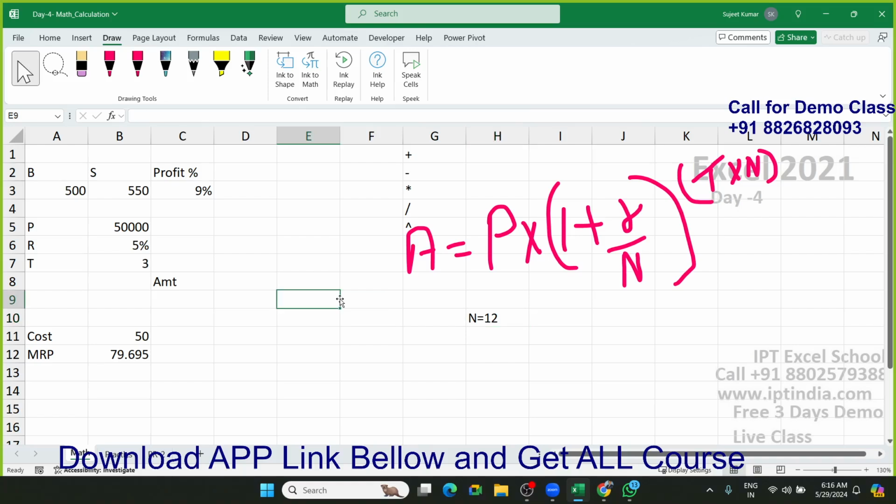So basically, they are getting the amount, how much you are getting for the 5% for the 50,000 in 3 years. Yeah. Oh, okay. So I want this mathematical equation in the Excel sheet. Sometimes you get a mathematical equation.